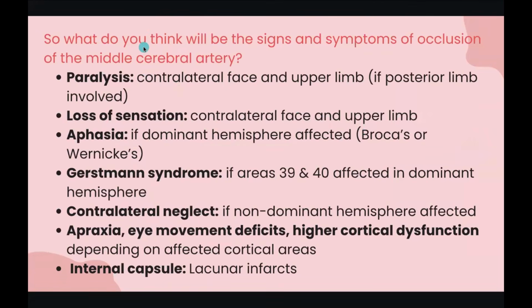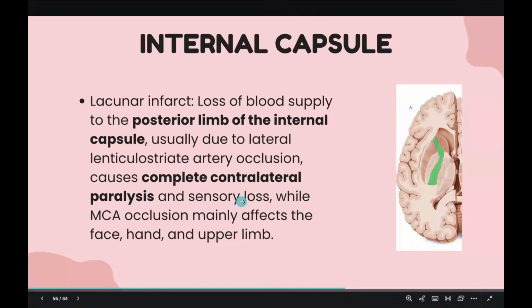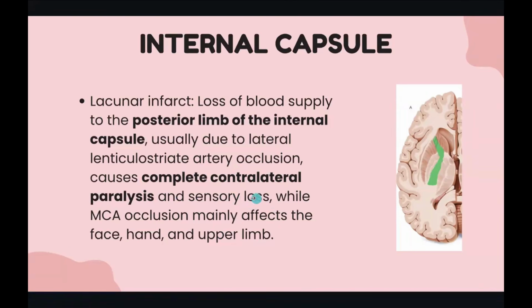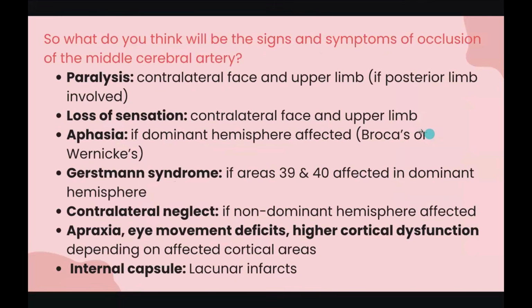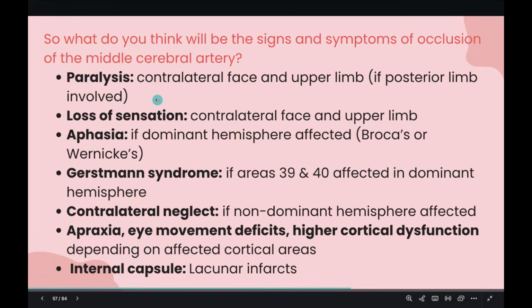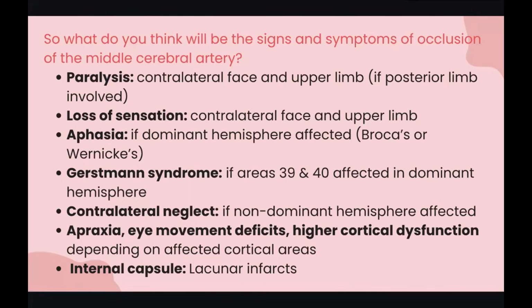So an important fact to appreciate is that if complete contralateral paralysis and sensory loss happens just from the occlusion of a lenticulostriate artery, what do you think will be the signs and symptoms of occlusion of the middle cerebral artery? Unfortunately, there are so many signs and symptoms. Firstly, paralysis: contralateral face and upper limb paralysis if the posterior limb is involved. Loss of sensation contralaterally in the face and upper limb.